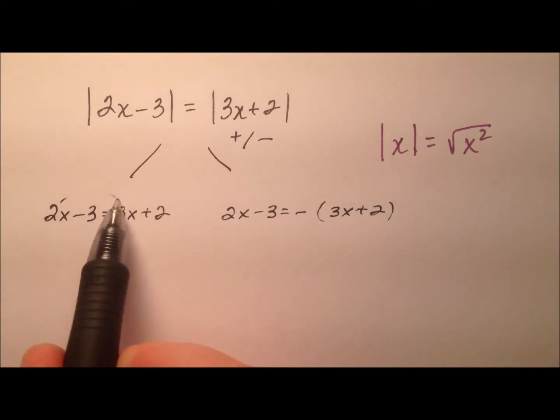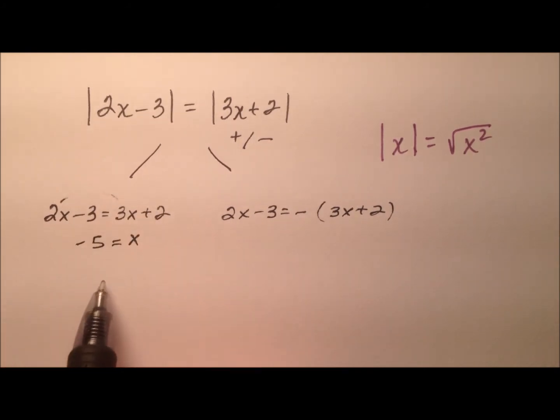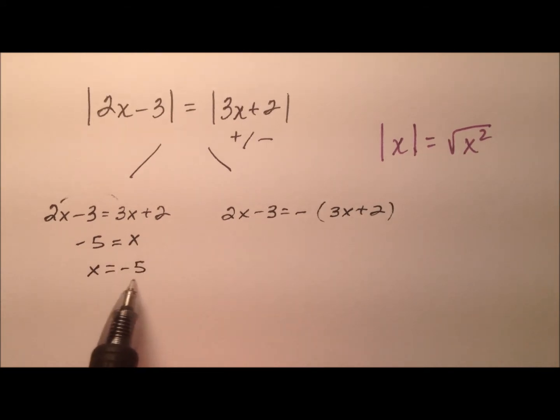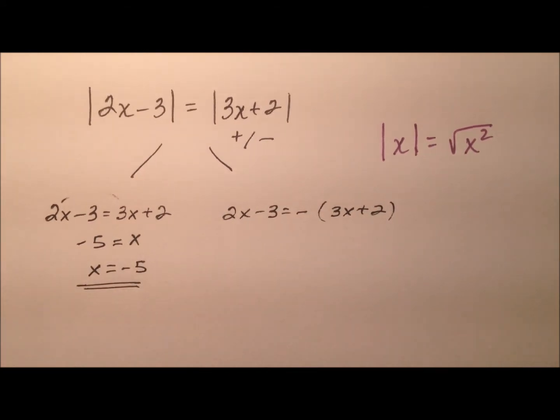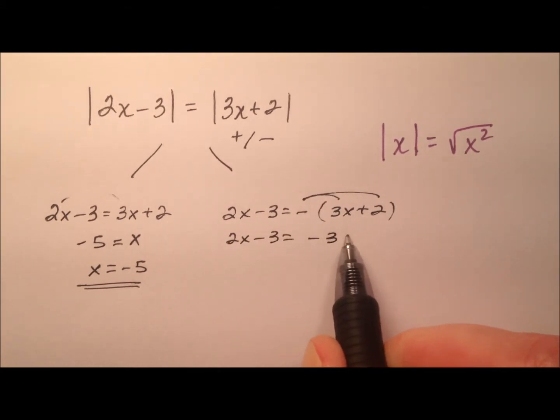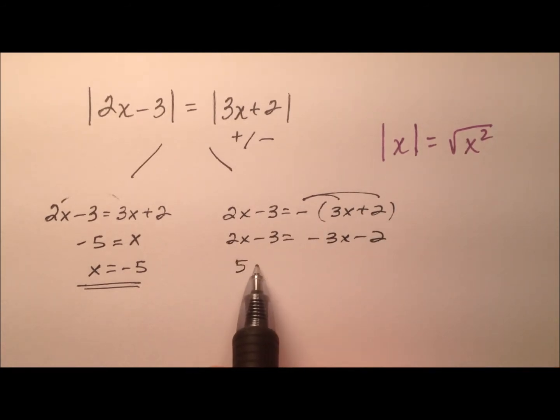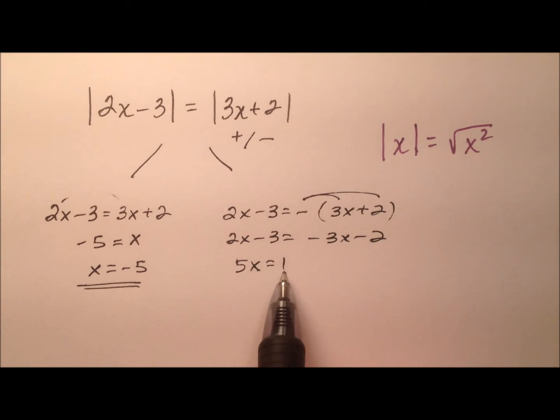So if we subtract the 2x and put it over here, it'll be x and minus 2, negative 5. So it looks like x equals negative 5 for one of my values. So let's go ahead and distribute that negative through. So 2x minus 3 equals negative 3x minus 2. So add 3x to get 5x, and we add 3 to get 1. So x equals 1/5.